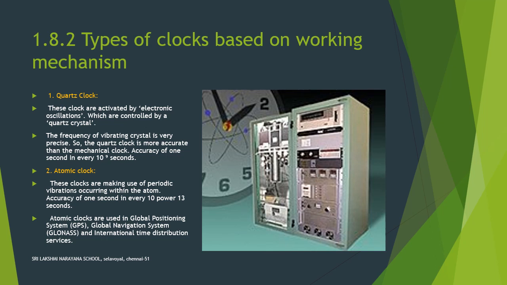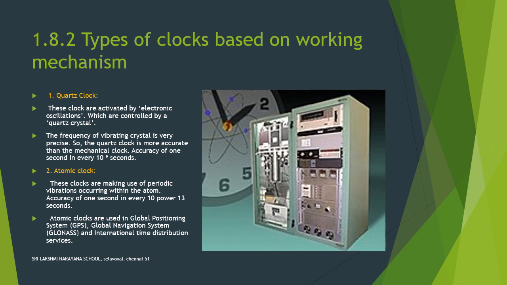These clocks are activated by electronic oscillations which are controlled by a quartz crystal. The quartz crystal is made up of silicon and oxygen atoms. The frequency of the vibrating crystal is very precise, so the quartz clock is more accurate than the mechanical clock. Accuracy of 1 second in every 10^9 seconds.